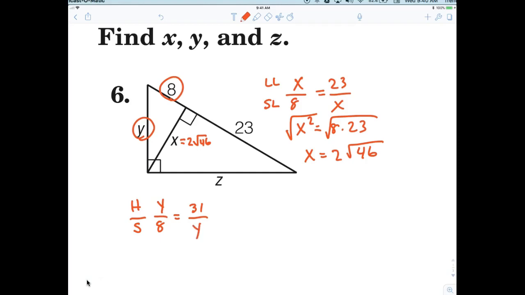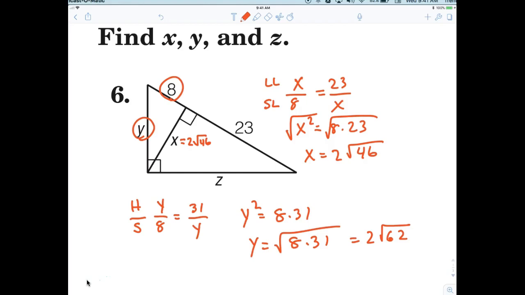So then you don't do 31 times 8, you do the same thing. y squared equals 8 times 31. So y equals the square root of 8 times 31, which is the same as 2 radical 62. Where did you get 8 plus 23? That's the hypotenuse of the large triangle, you're doing the biggest. If you use the middle triangle, it would come out to be the same.